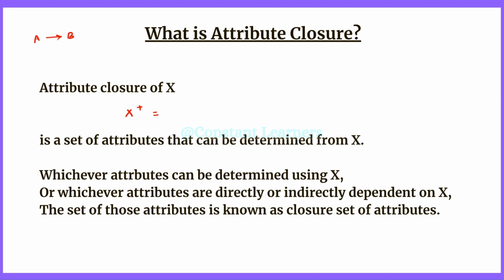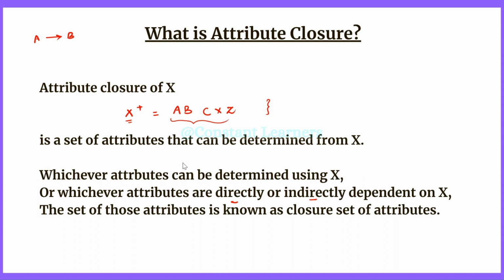All right. Let's say X can determine the attributes A, B, C, X, and Z, right? So this entire set of attributes is known as attribute closure of X. All right. So whichever attributes can be determined using X, or whichever attributes are directly or indirectly dependent on X. So all of these attributes can be functionally determined using X, right? So we can say that they are directly or indirectly dependent on X. This set of attributes is known as closure set of attributes, right?